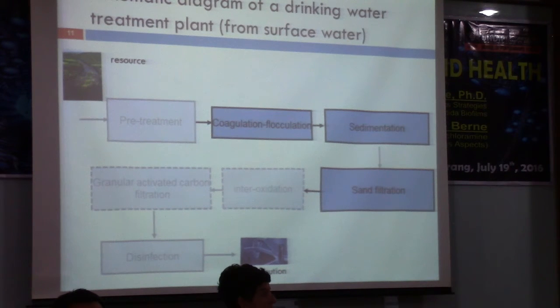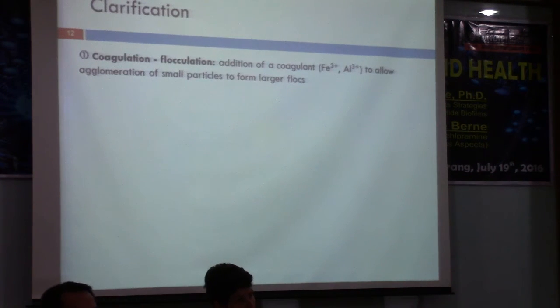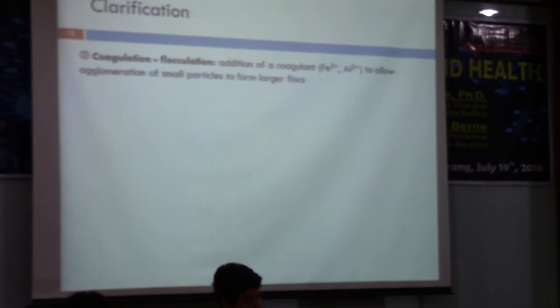Then the clarification. The clarification is the three steps: coagulation, flocculation, sedimentation, and sand filtration. Coagulation flocculation is the addition of a chemical based on iron and aluminium to allow the agglomeration of the small particles in larger and heavier flocs, which can precipitate later.